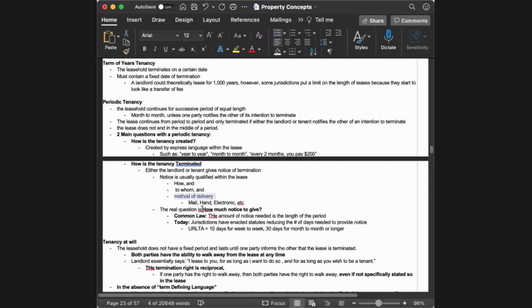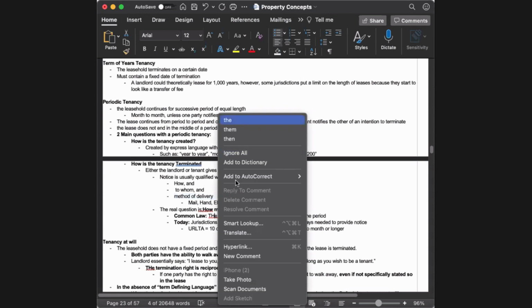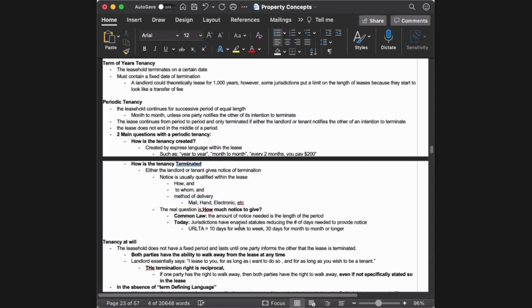The big question is how much notice do you have to give? Under common law, the amount of notice needed is the length of the period. So if it's a month to month lease, you would need to let them know one full month before they got kicked out, or before you would end. So if you're the landlord, you have to give them a full month's notice, a full term of the period.